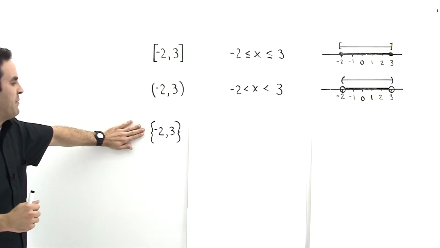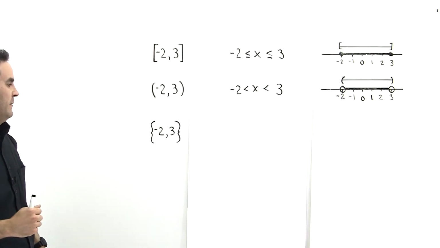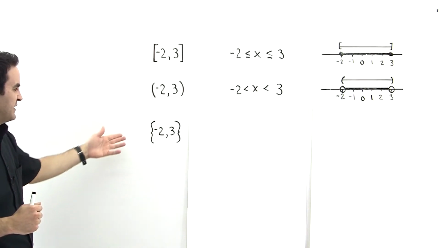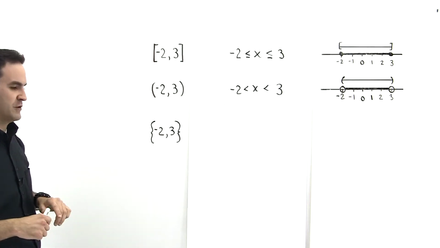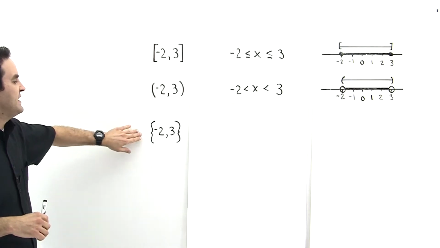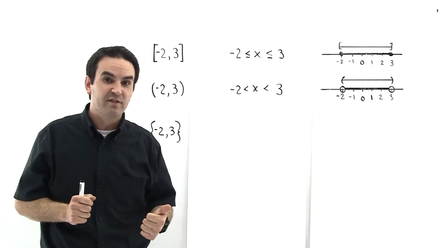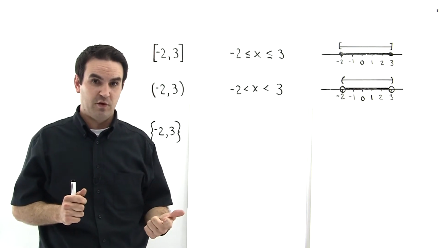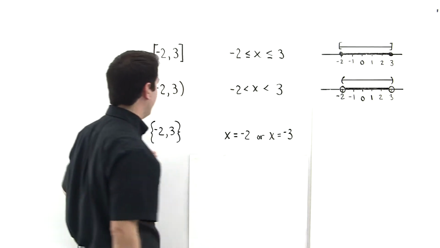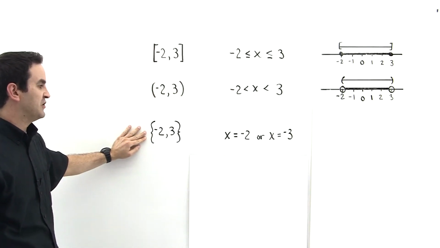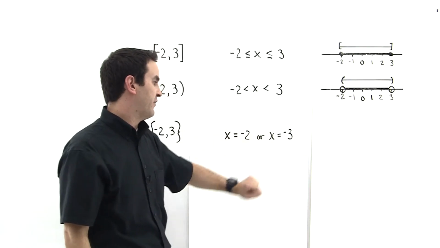The third type of bracket is this curly bracket. Sometimes it's drawn with a little bit more curls. But this is a data set. So this is just the number -2 and just the number 3. Watch, this makes it a little bit clearer. This indicates that the solution set includes the number -2 or the number 3.